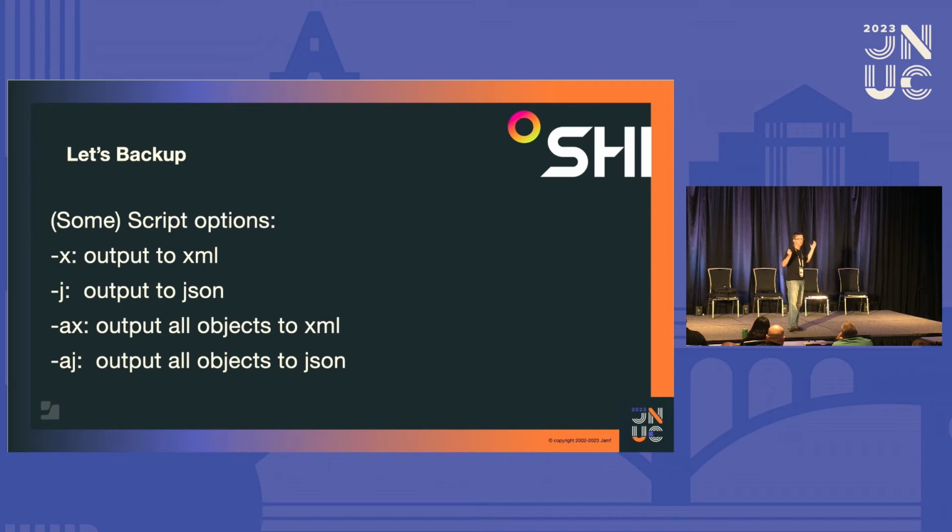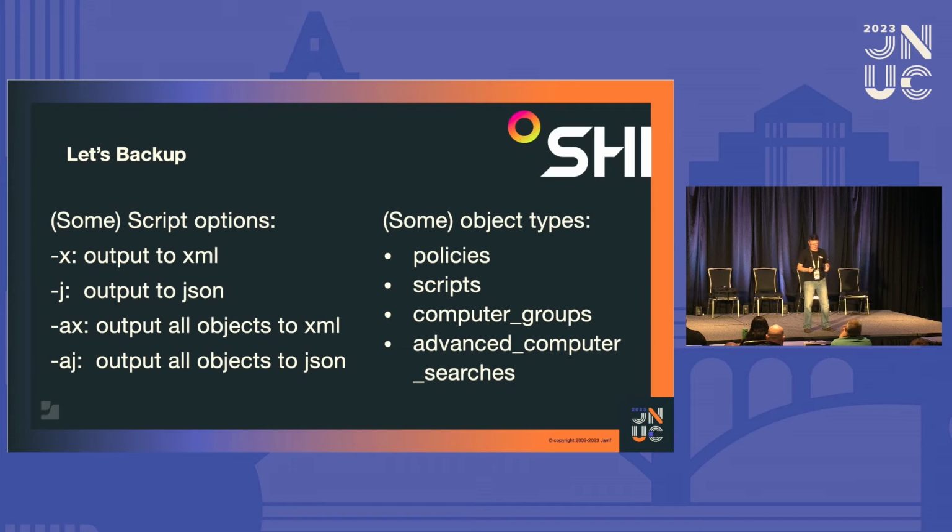So download all the objects as JSON. The beauty of this is they can also be combined. So if we did a -A, JX, you'll get all objects in JSON and XML format without even thinking about it. All right. And then some object types that we can download.